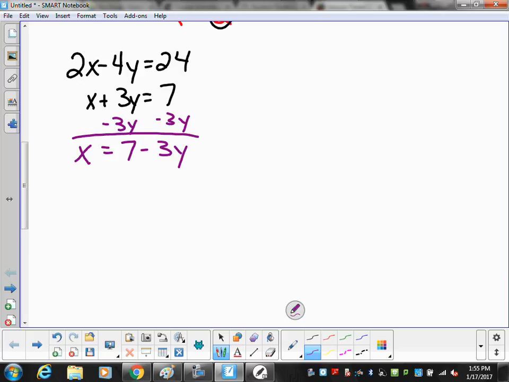We figured out our x, and now we need to use it. We can put that 7 minus 3y in place of the x. We're going to put that into the place of that first equation.